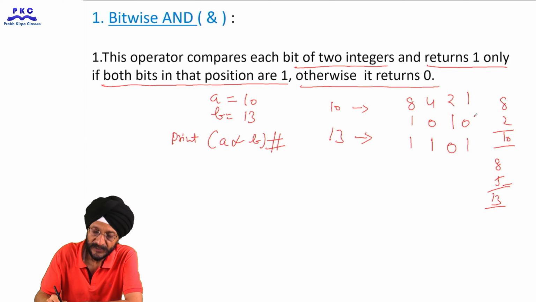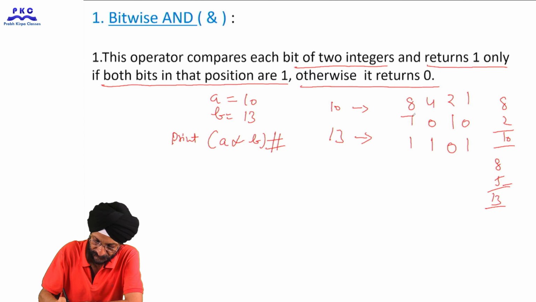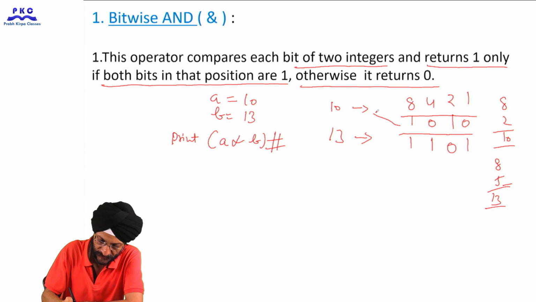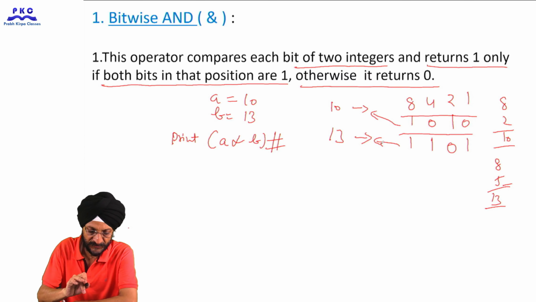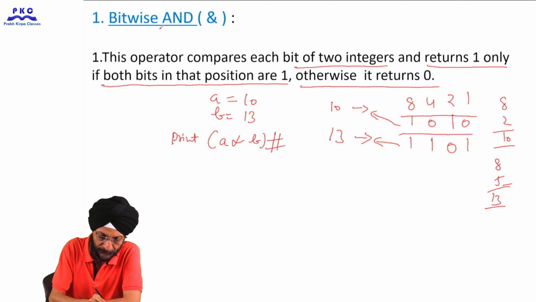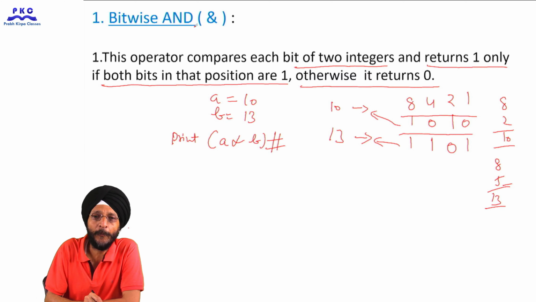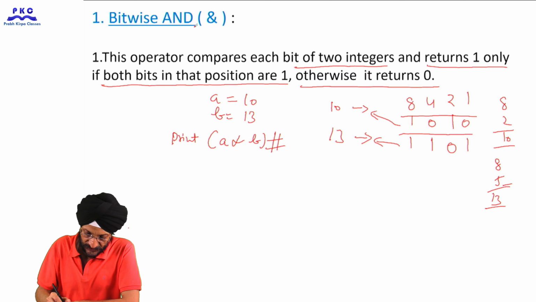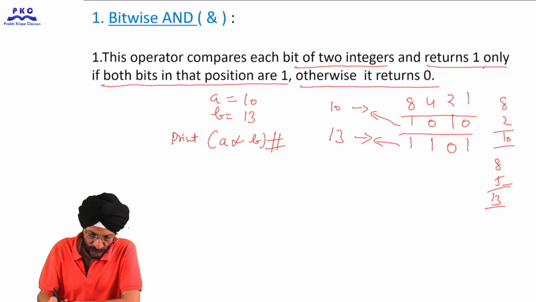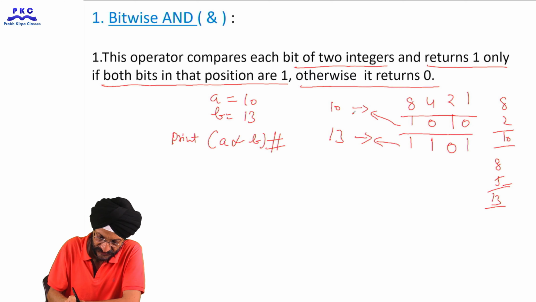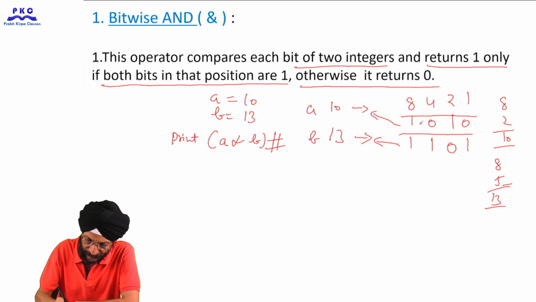So these are the binary numbers of 10 and 13. This is the binary number of 10. This is the binary number of 13. So now, what is given? When we are using the bitwise AND operator, it returns 1 only if both the bits in that position. That is, this is the bit of A, this is the bit of B. Both the bits in that position.